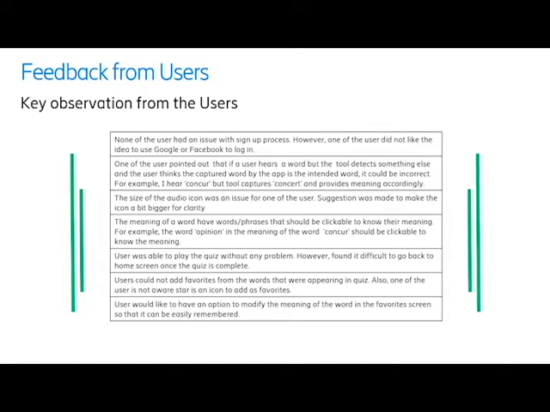Also, users were able to play the quiz without any problem, but they found it difficult to go back to the home screen once the quiz was complete. Users couldn't find a way to add favorites from the words that were appearing in the quiz. Also, one of the users was not at all aware of the star icon which is used to add favorites. Users also wanted an option to modify the meaning of the word in the favorites screen so that it can be easily remembered. So these were the key feedbacks that came from the usability testing.